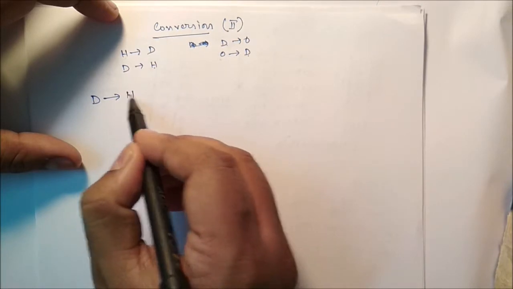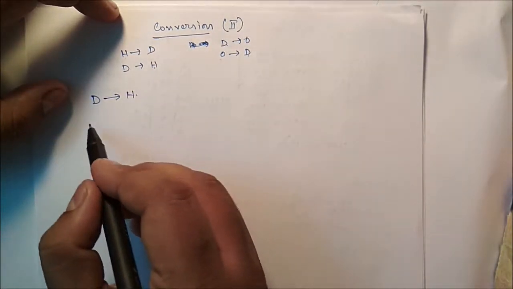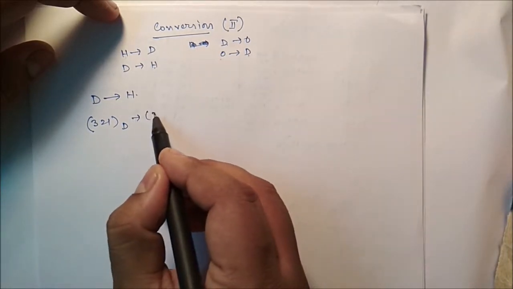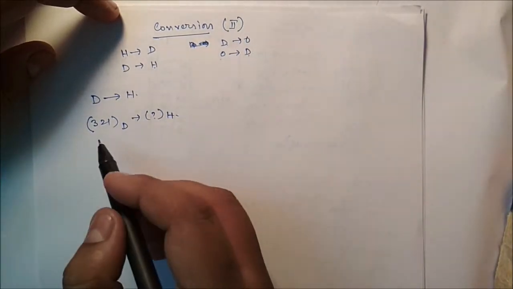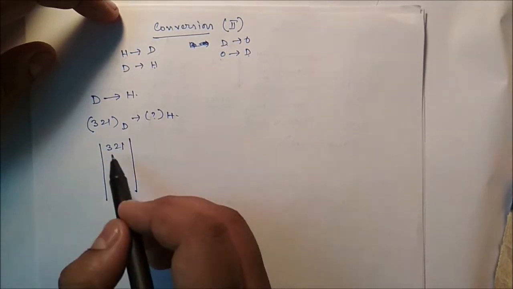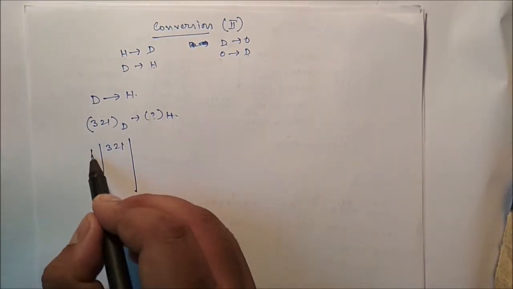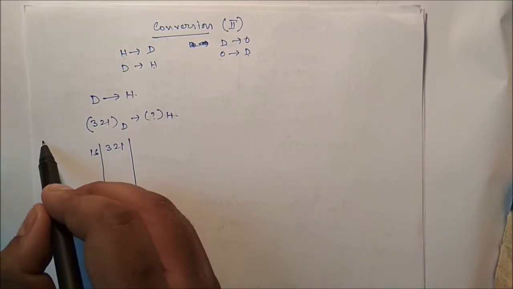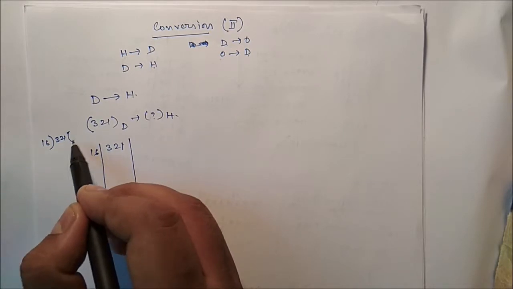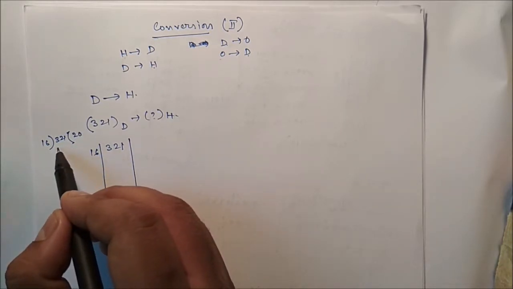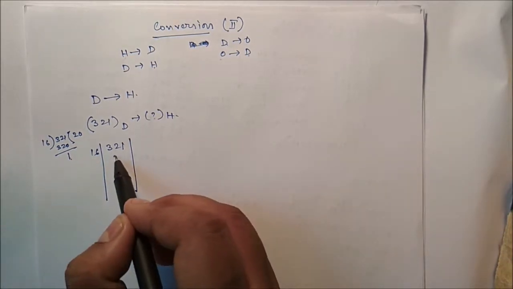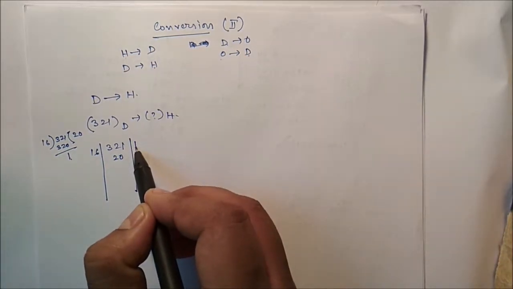First, decimal to hexadecimal. Suppose our decimal number is 321. What is the associated hexadecimal number? We have to convert this into hex, so we divide 321 by 16. The quotient will be 20 and the remainder will be 1.